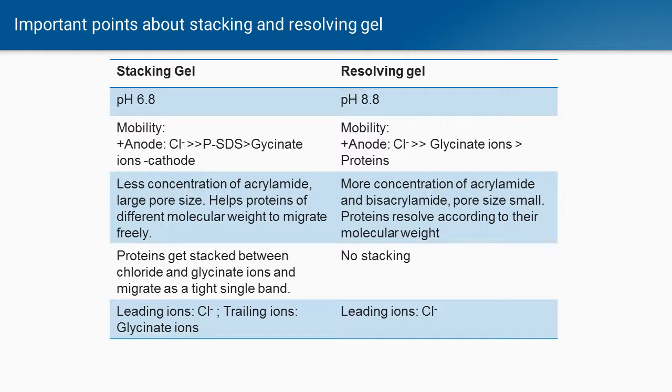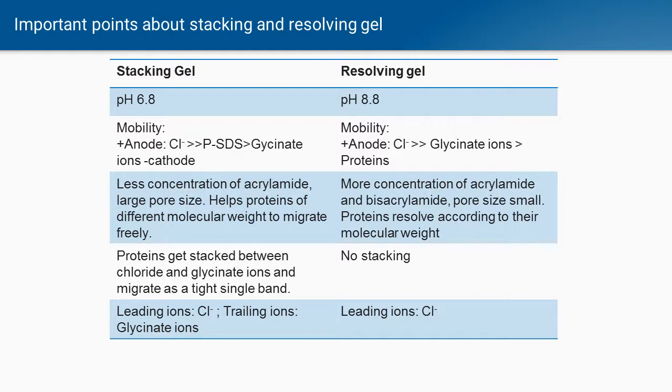If we talk about the concentration of monomers, then stacking gel has less concentration of the monomer acrylamide, therefore the pore size is large, and this large pore size helps the proteins of different molecular weight to migrate freely or easily. In resolving gel, the monomer concentration is more, the acrylamide and bisacrylamide concentration is more, so the pore size is small. Proteins resolve according to their molecular weight here in resolving gel.